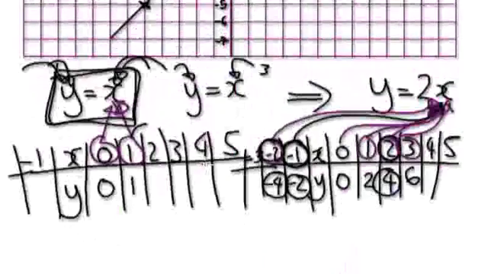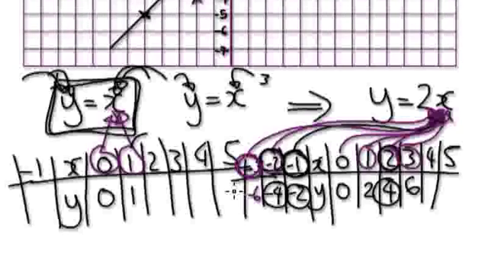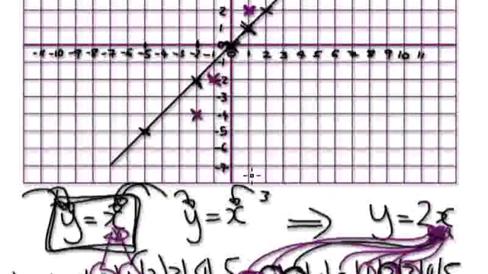We can go into -3. When x is -3, put the -3 into this thing here. So 2 times -3 will be -6. So when x is -3, y will be -6. So that will be right here.